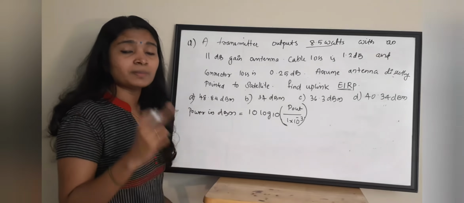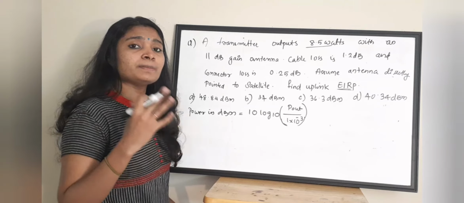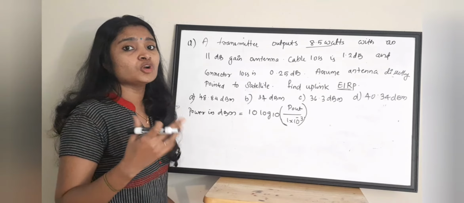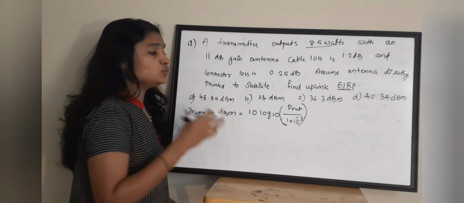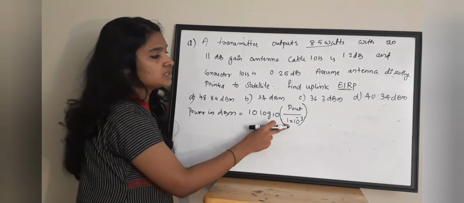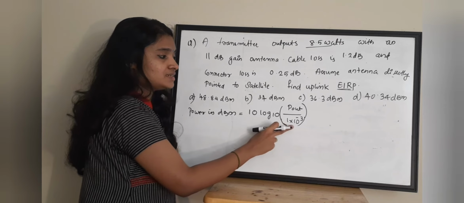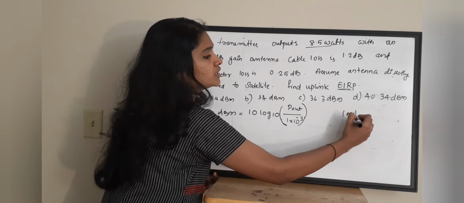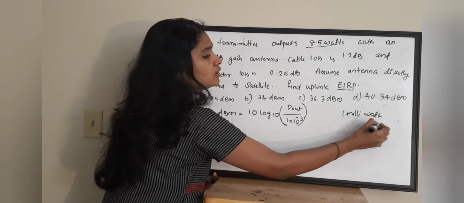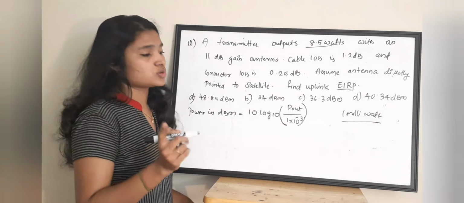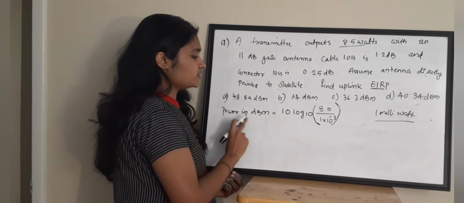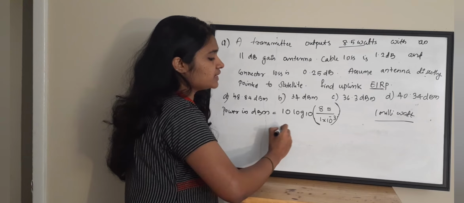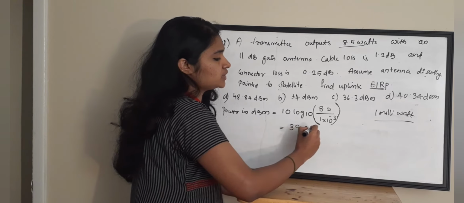Or we can say that power in dBm is the power expressed in decibel relative to the milliwatt power, because here we are setting the input power as 1 milliwatt, or 1 into 10 raised to minus 3 watts. To calculate this, by substituting your P out as 8.5 watt, you will get the answer as 39.29 dBm.